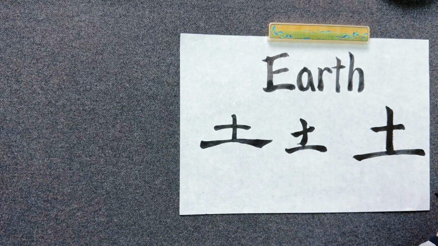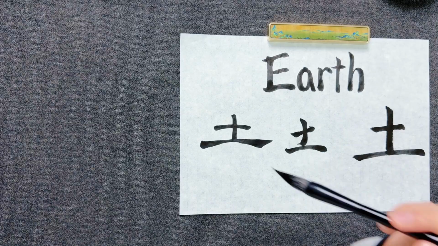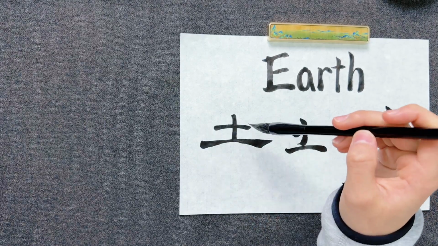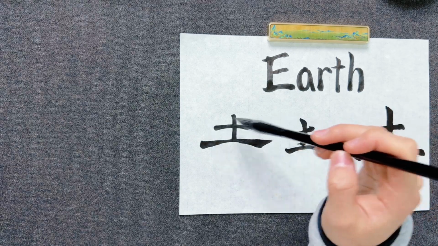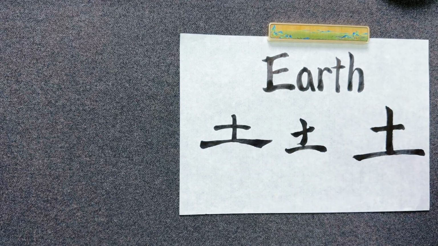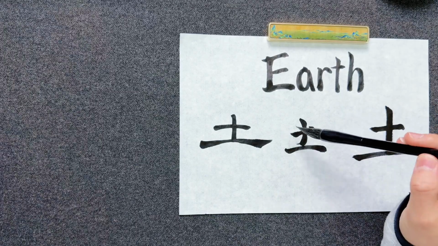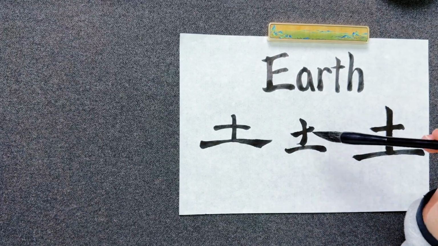So just remember that, as usual in clerical script, the character is fatter than these 2. And in running script, well, there isn't much to say about the structure of 土. It's better if you write it more compact since there are only 3 strokes.